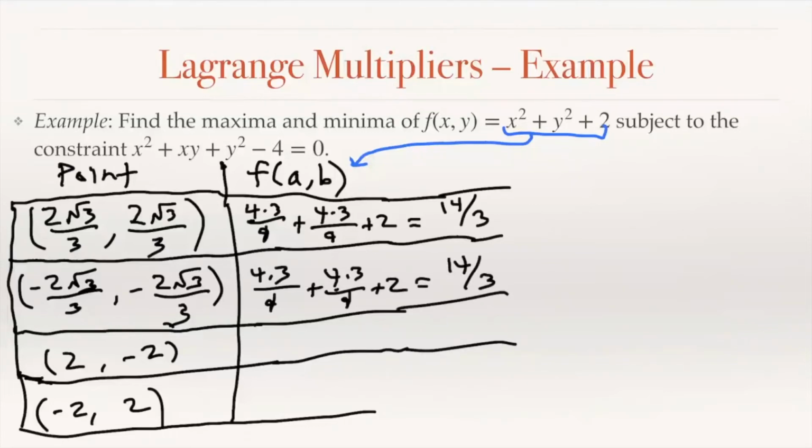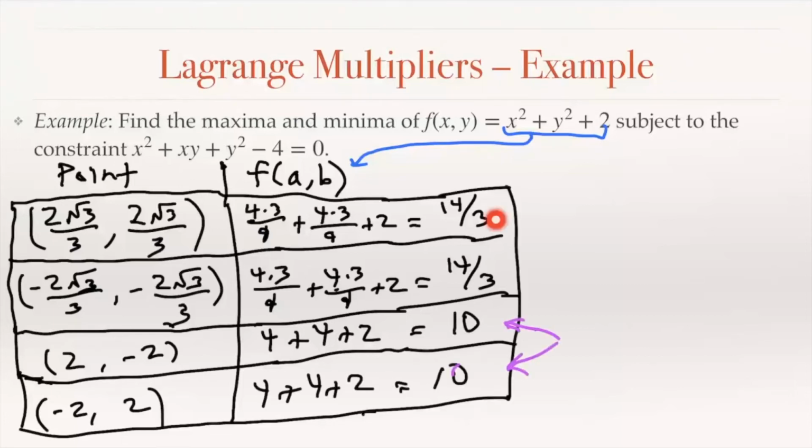At 2 comma negative 2, plugging in, we have 4 plus 4 plus 2. And similarly here, we have 4 plus 4 plus 2. Okay, now, which of these is the biggest versus smallest? Clearly, 10 is larger than 14 over 3. So this is where the maximum occurs. Either of them, they're both absolute maxima. And these are where the minima occur.